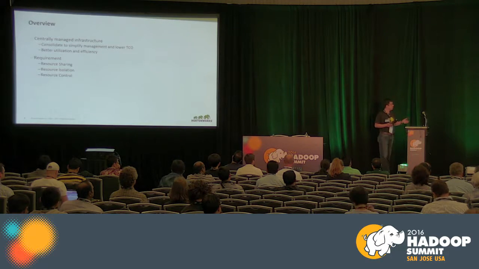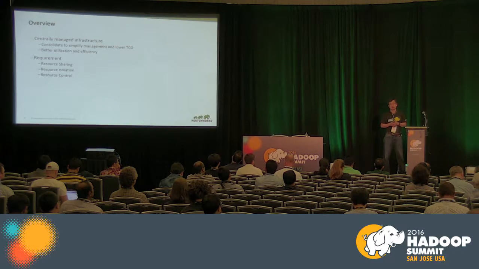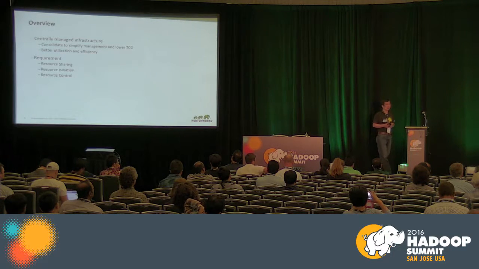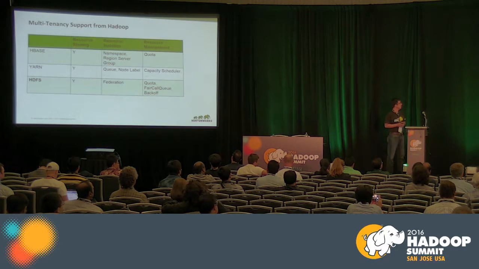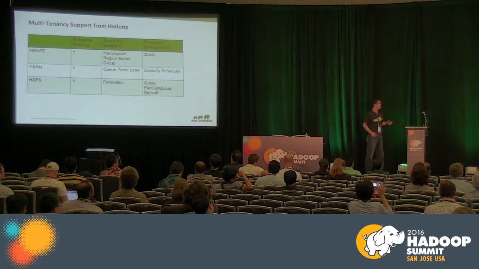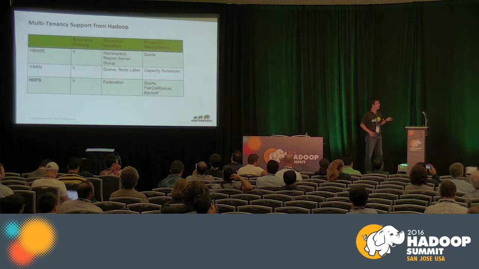And to meet these performance requirements, it's also very important to have resource management to make sure the resource assignment and allocations meet the performance goals of different applications. And here is a simple summary of some of the multi-tenancy related features from HDFS, Yarn, and HBase. From HBase, they have all of those three layers.